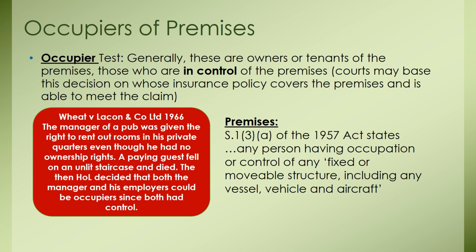The next element is premises. So this is actually defined, a premises is actually defined under the Act. So you see here I've put section 1, subsection 3, subsection A. So the Act states any person having occupation or control of any, and this is the important part to highlight, fixed or movable structure, including any vessel, vehicle or aircraft.